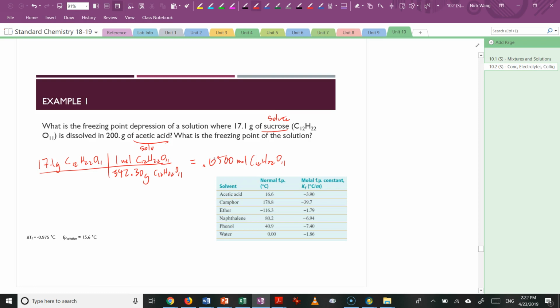You end up with 0.0500 moles of C12H22O11. Again, just switching the gram amount of sucrose into a mole amount. Now, I also know that I need to use a molality expression here somewhere. Let's go and make that happen.